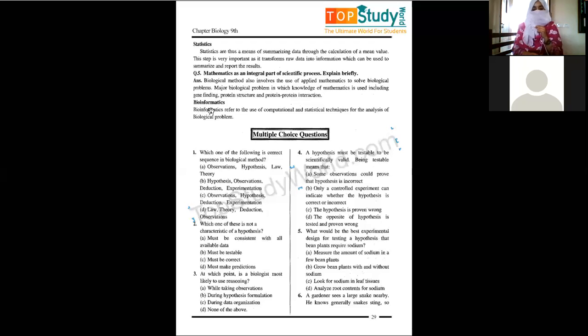And the next is bioinformatics. Bioinformatics refers to the use of computational and statistical techniques for the analysis of biological problems. So this is the definition of bioinformatics.